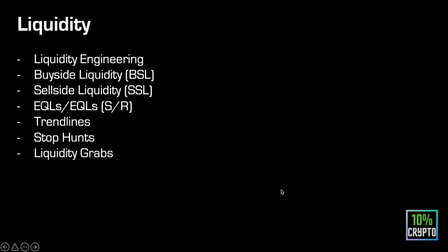It should be grabbing the liquidity and then maybe reversing and changing direction. Trend lines are also a form of liquidity, the same way support and resistance can be used or be engineered to have liquidity below or above them, so can trend lines. The stop hunts and liquidity grabs are essentially what I've been talking about.